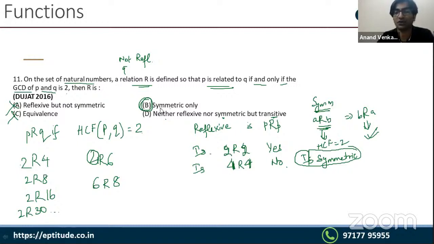So the answer to this question is option B. This function is only symmetric. This relationship, sorry, is only symmetric. It's not reflexive. It's also not transitive. है ना? Transitive भी check करके दिखाऊं?